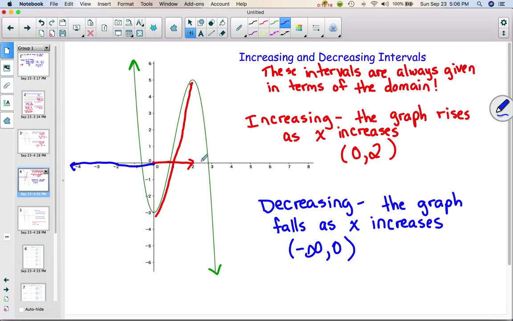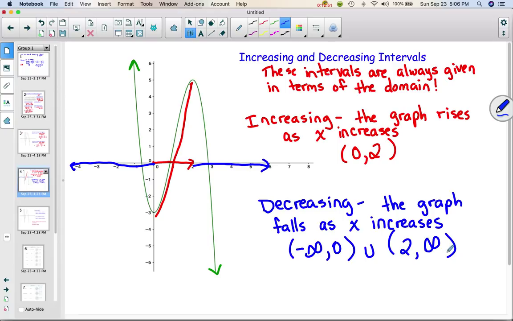And then once we got to x equals 2, it changed to decreasing again, because you can kind of follow along here. And it's decreasing, and it continues to decrease as x gets larger. So we're going to use the union symbol. Then from 2 to infinity, it continues to decrease. So it's decreasing from negative infinity to 0. Then it switched to increasing from 0 to 2. And then it switched back to decreasing from 2 to infinity.